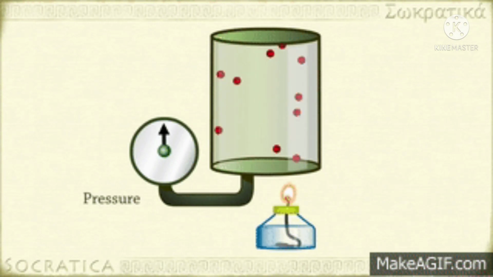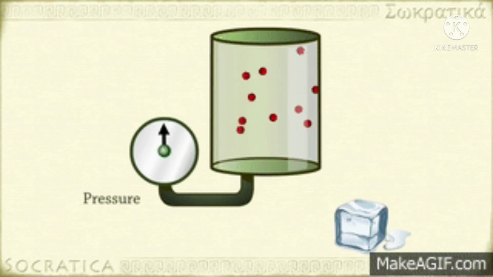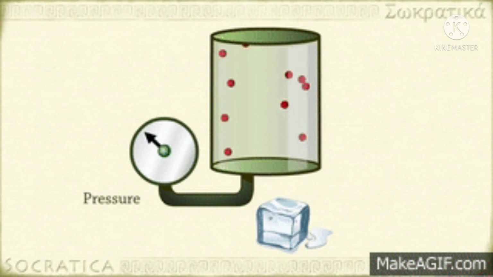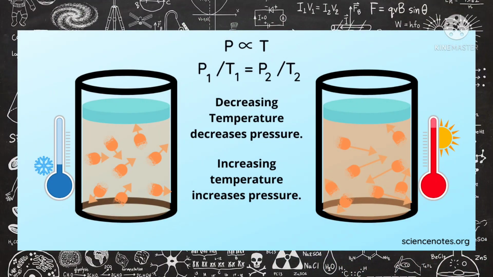On the other hand, gas molecules which are exposed to low temperature move more slowly, with less frequent and weaker collisions with the wall of the rigid container, thus resulting in a low pressure. In conclusion, low temperature leads to a low pressure. That explains the direct relationship of pressure and temperature.